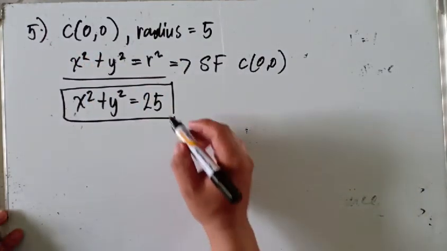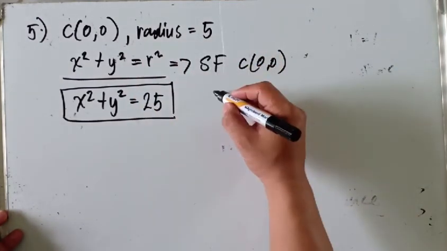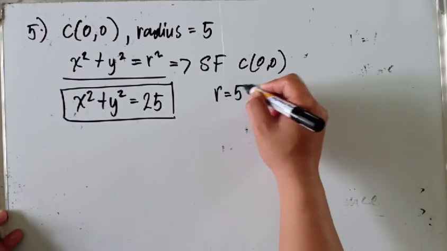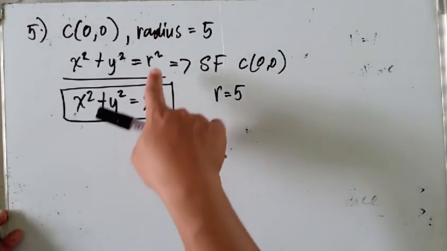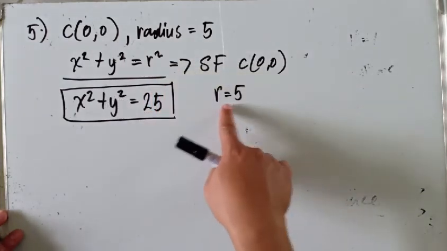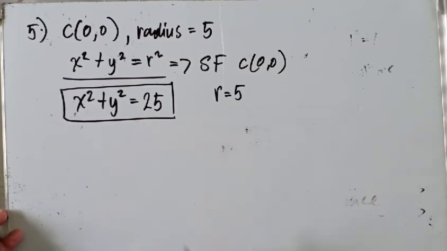If you are going to ask me why 25, because the given here is the radius. And we know that it is r only, that's r is equal to 5. And based on the standard form, we need to take the square of the radius. That's why 5 squared is equal to 25.